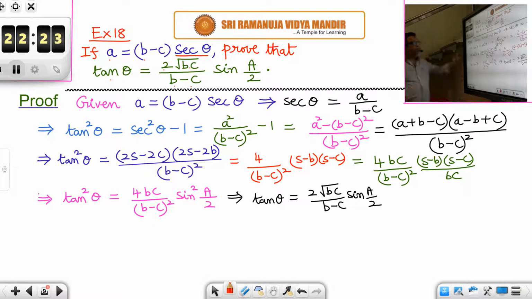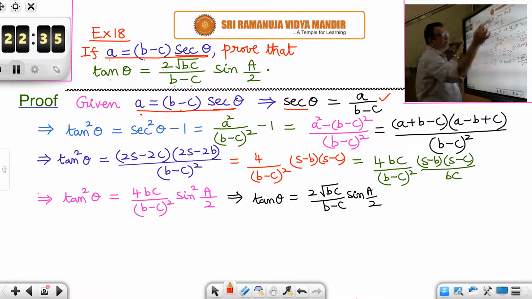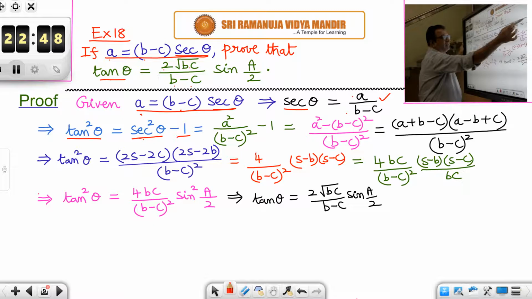So you know the relation. First we take whatever is given information here. From that I find the value of secant theta. Secant theta is a by b minus c. From that I want to calculate tan theta. What is the formula for tan square theta? Secant square theta minus 1. But secant theta is here given. So secant square means a square by b minus c whole square minus 1.